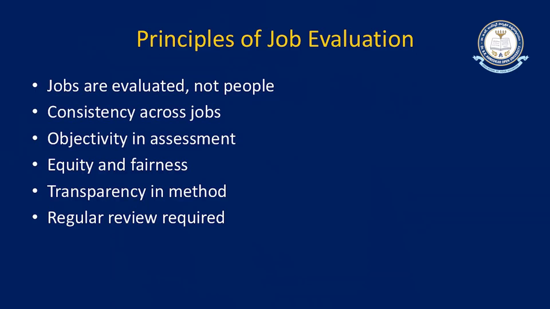So what are the key principles of job evaluation? Let's look into them very briefly. First and foremost, what are the jobs that are being evaluated? Remember that it's all about the jobs, not about the people. You need to maintain a level of consistency across the jobs, and you also need to try to achieve objectivity in the assessments that we generally do. The foremost ground on which job evaluation stands is equity and fairness. So try to maintain equity and fairness, and you also need to maintain transparency. It's not just one point in time that you do job evaluation, but you need to regularly check and review these things.